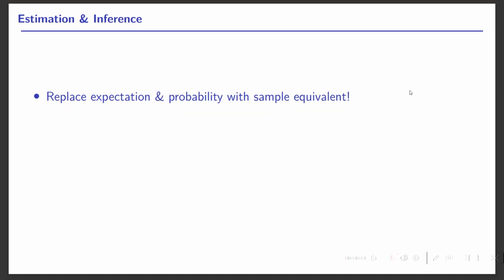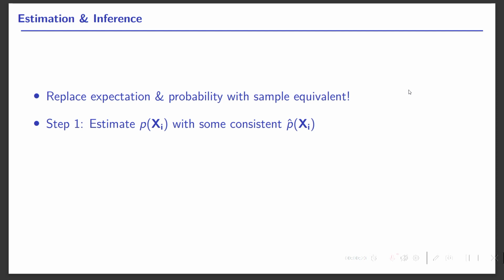Now, as a first point, how do we implement the propensity score? So, first of all, for any of the estimators we spoke about, you start with replacing the expectation and the probability with the sample equivalent. I use some estimator, p hat of xi, which is consistent for p of xi, and if there's an expectation, use a consistent estimator for the expectation. Okay, easier said than done. What estimator should we use for the propensity score?